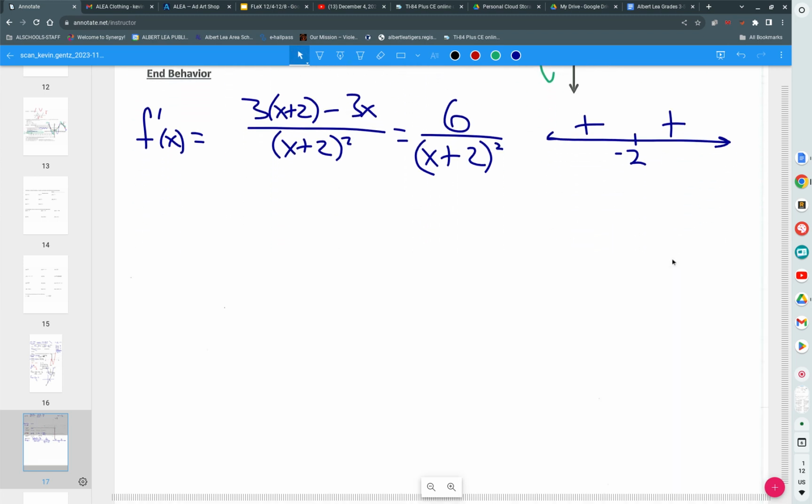Talk to the person next to you. How would you go about finding this second derivative? Talk, go.